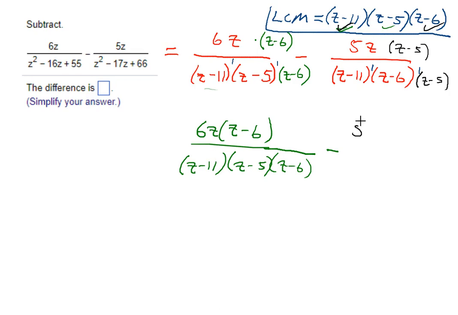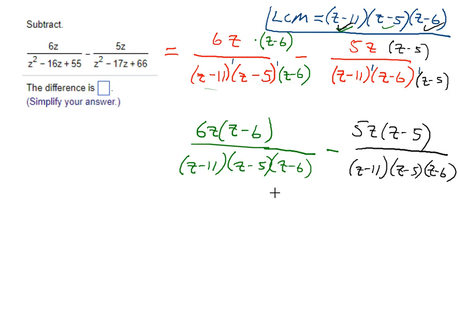So what we're going to end up with is 5z times (z minus 5) on top. And on the bottom, we'll have the common denominator. I'm just going to rearrange this in the order of the LCM so that they match up a little more closely. Technically, it doesn't matter the order you put the factors in, but it's nice when we have them both in the same order. So I'm going to put z minus 11, then z minus 5, and then z minus 6. So now we have a common denominator.